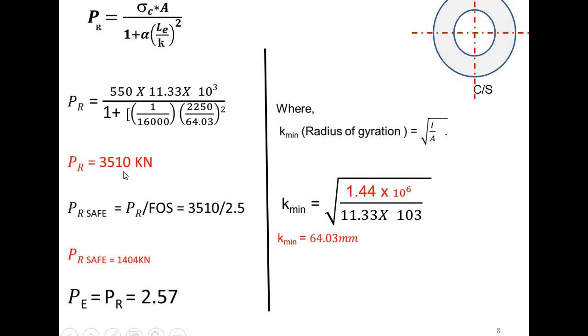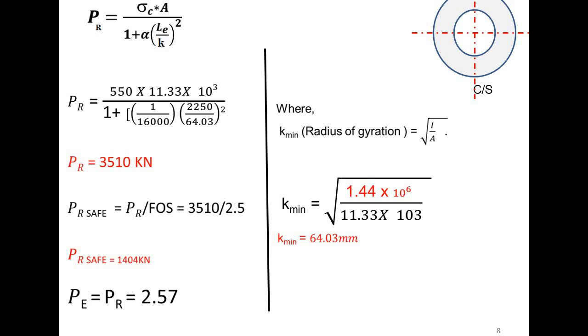According to the statement, we need to find out the safe Rankine load. Safe Rankine load means Rankine load divided by factor of safety. So for this particular problem, factor of safety is given as 2.5. So PR safe, by calculation we got the value 1404 kilonewton, that is the safe Rankine load.